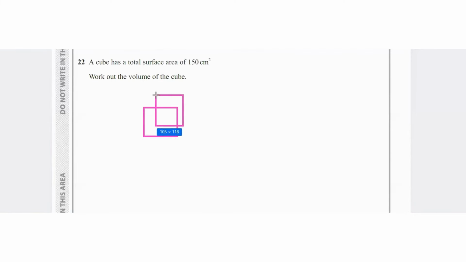If you draw a cube, the faces of a cube are basically squares. That means all these lengths are equal because the square has all equal sides. They said the surface area is 150 centimeters square for the cube. Now, as you can see, a cube has 6 sides: 1, 2, 3, 4, 5, 6 faces.